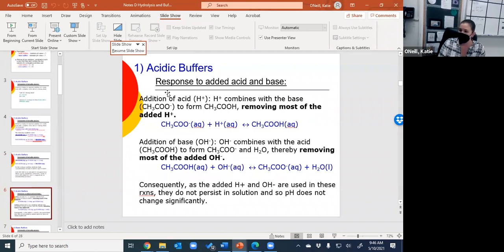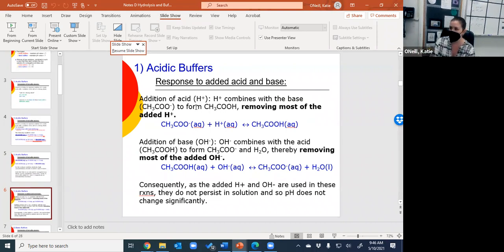So what basically happens if we add the acid, now we're just going to look at examples of how the buffering works. The previous equilibrium stuff was about making the buffer. This part is about the buffer in action. So how does it buffer?